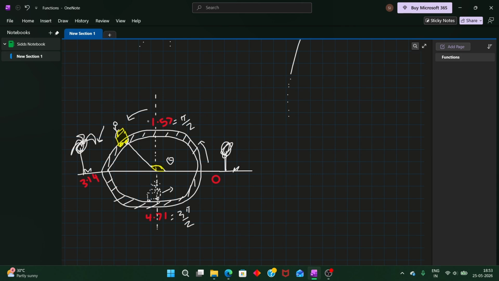And then there is a gradual descent of his happiness. He still is happy, but his happiness is decreasing from 1.57 seconds to 3.14 seconds. And at 3.14 seconds, he's back to being neutral. And after this, he starts descending downwards. And now he starts becoming just a little bit unhappy. And he's the most unhappy at 4.71 seconds. And at 6.28 seconds, which is 2 pi time, he becomes neutral again.